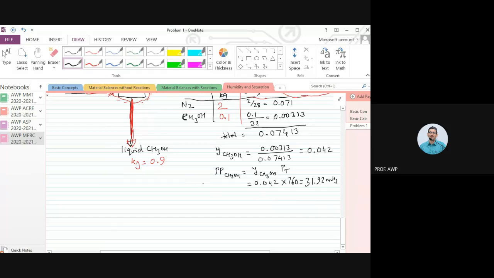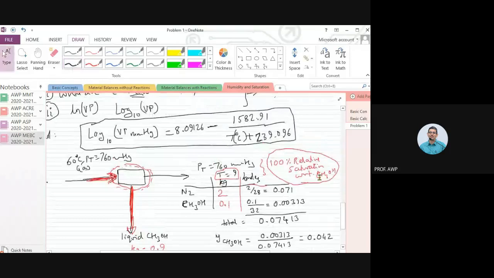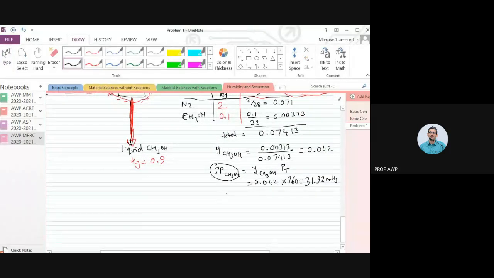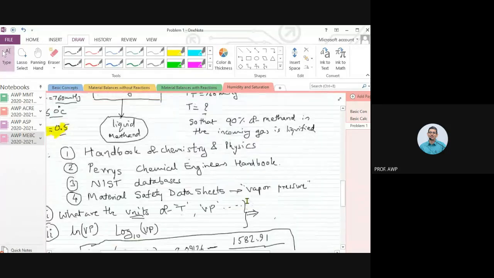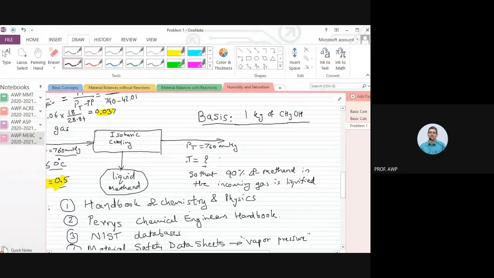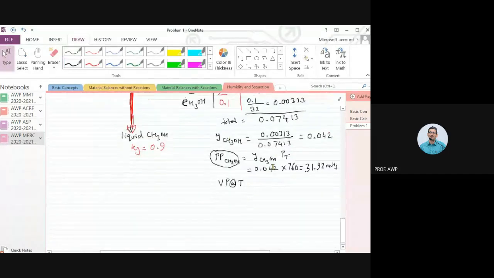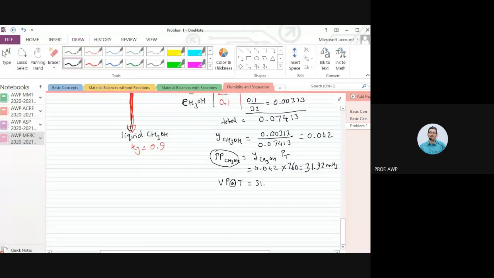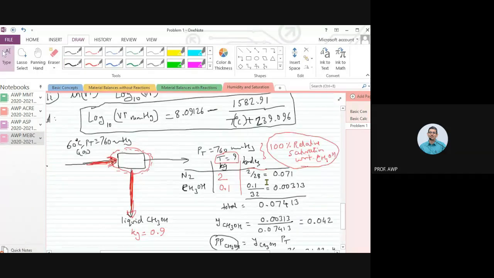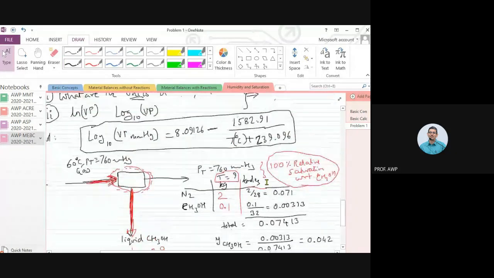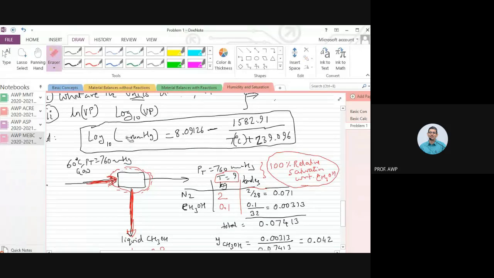Right, very nice. If this is the partial pressure of methanol in this air, that means the temperature should be such that the vapor pressure of methanol at this gas temperature T must be the same as 31.92. So let's use our Antoine equation. It is log to the base 10 of vapor pressure, now 31.92. All we have to do is calculate temperature from here.